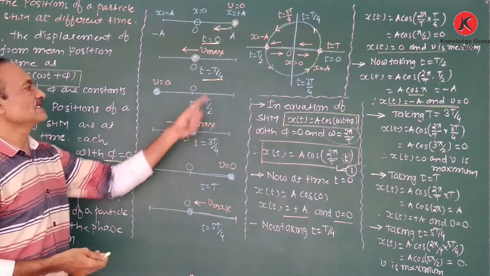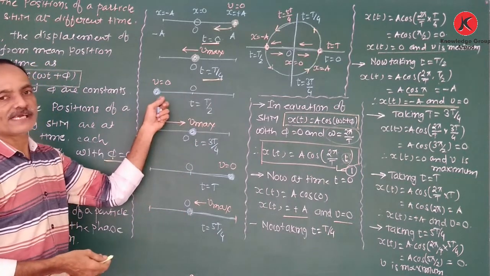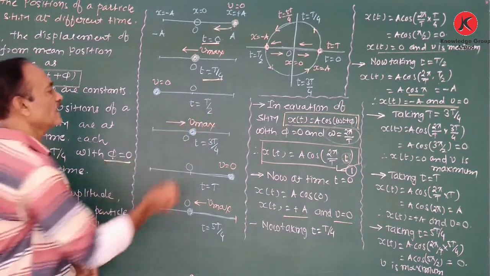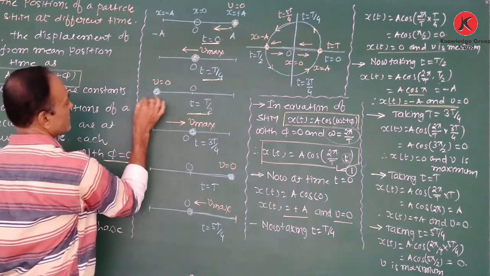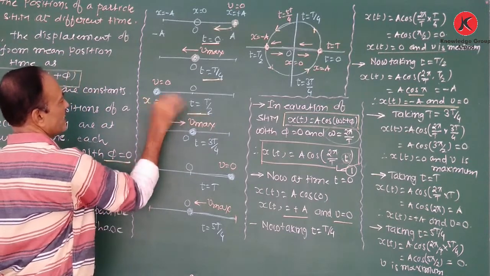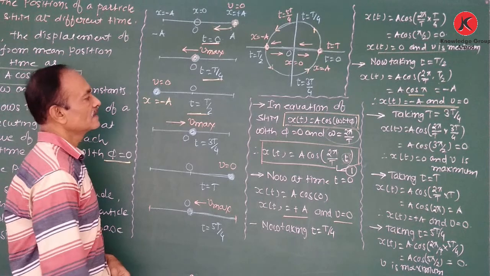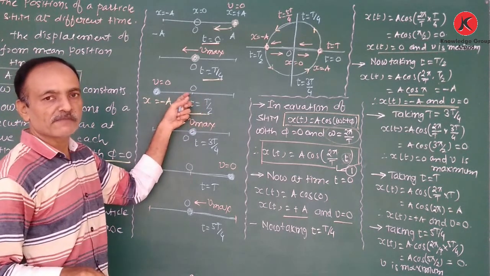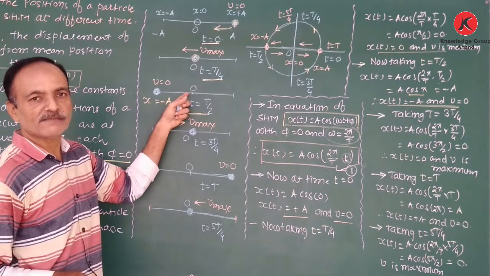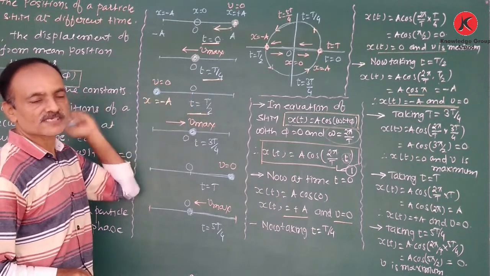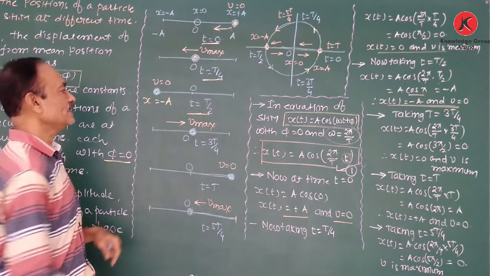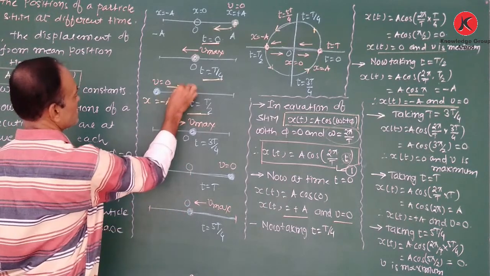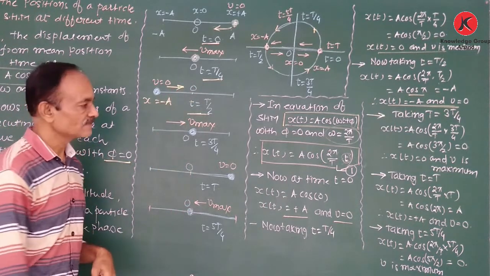Because the particle is at the extreme point on the left-hand side at time t equal to T by 2, here x is equal to minus A. Therefore, for one moment, the particle performing the simple harmonic motion remains stationary. Therefore, velocity is 0. After that, the direction of its motion is changed from this point.